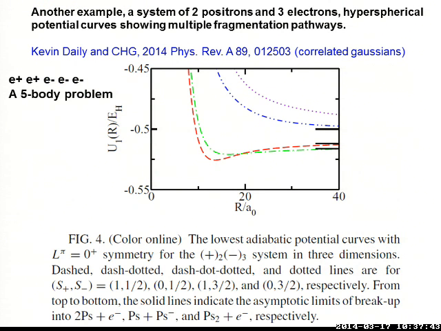Another example pushing to the 5-body problem is a recent study Kevin Daly made, again pushing correlated Gaussians to treat now 5 bodies, 2 positrons and 3 electrons, and these are some of the lowest lying potential energy curves. We're in the process of trying to understand some of the scattering physics that goes on in these kinds of systems.